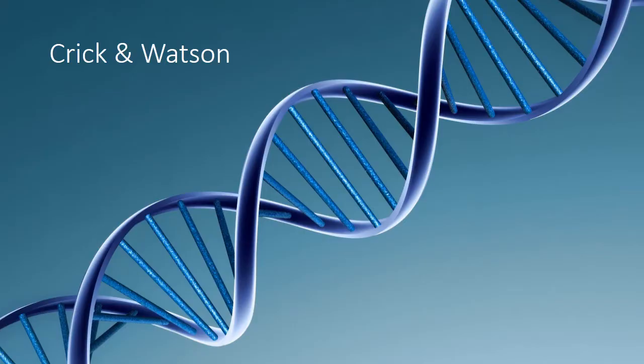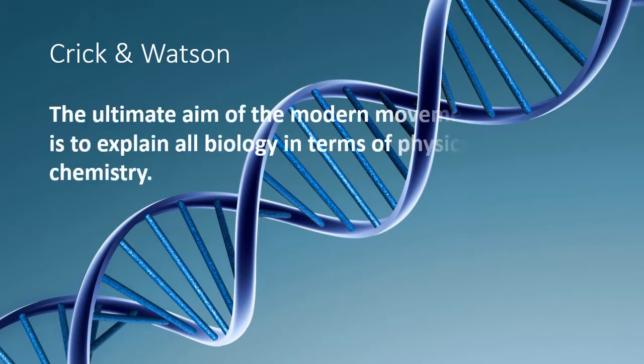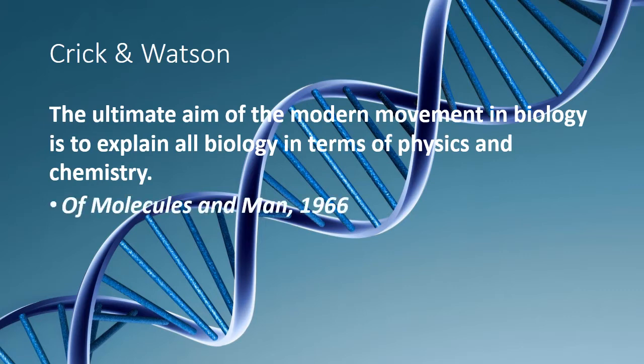Have a look at what Crick and Watson had to say. Sir Francis Crick and Dr. Watson were awarded a Nobel Prize because they were able to decode the DNA structure. And back in 1966, this is what Francis Crick had to say. The ultimate aim of the modern movement in biology is to explain all biology in terms of physics and chemistry. Quite a strong view of the mechanist reductionist philosophy that still rules over the minds of medical practitioners other than homeopaths.